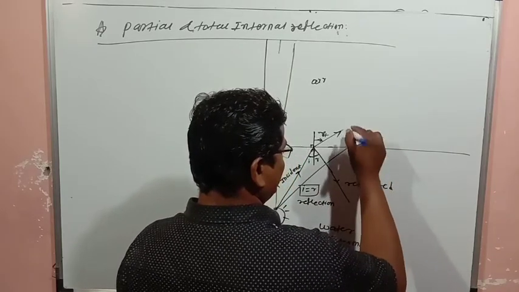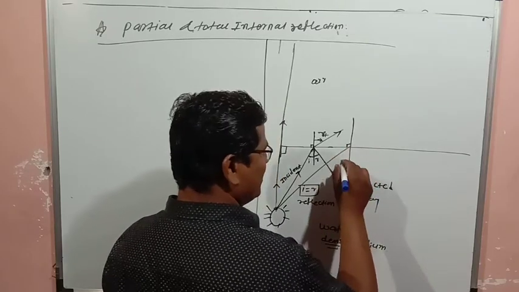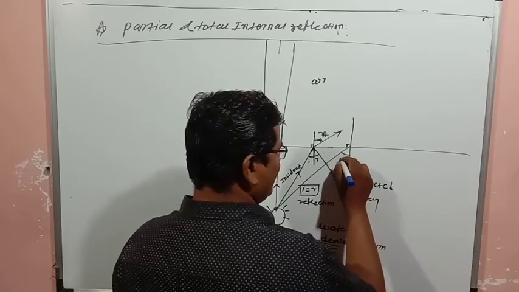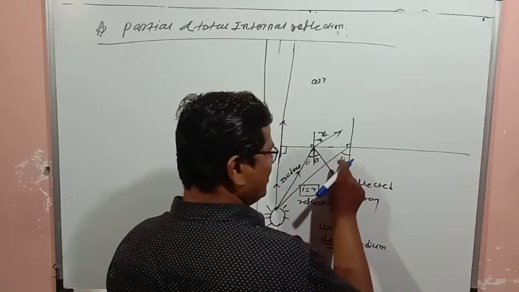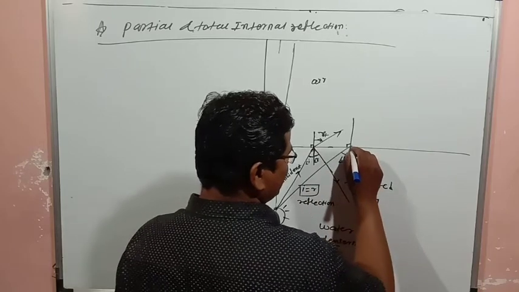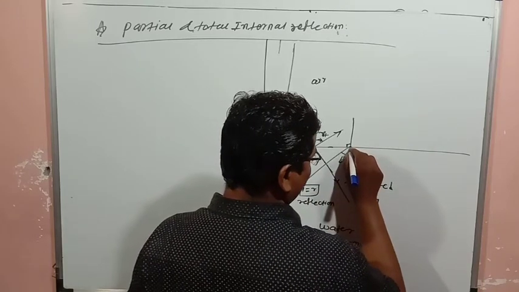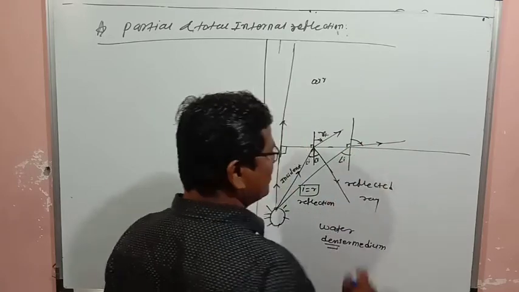So here will be the normal. What will happen? This angle of incidence now will increase. Angle I will increase now. As the angle of incidence increases, again it will bend a little bit away from the normal. That means the angle of refraction also increases.